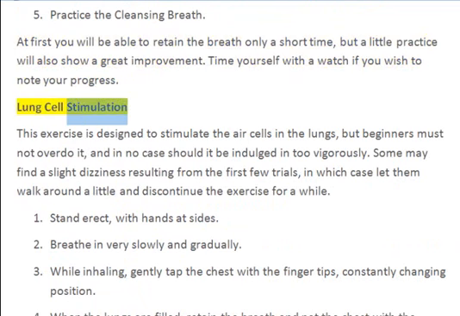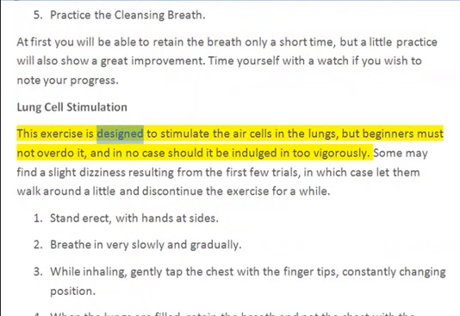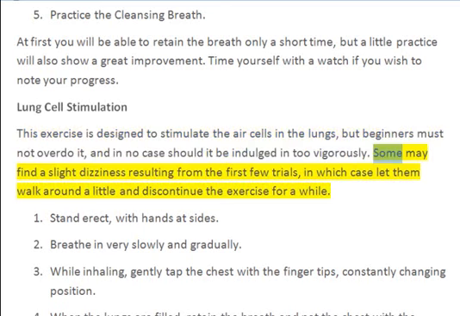Lung cell stimulation. This exercise is designed to stimulate the air cells in the lungs, but beginners must not overdo it, and in no case should it be indulged in too vigorously. Some may find a slight dizziness resulting from the first few trials, in which case let them walk around a little and discontinue the exercise for a while.